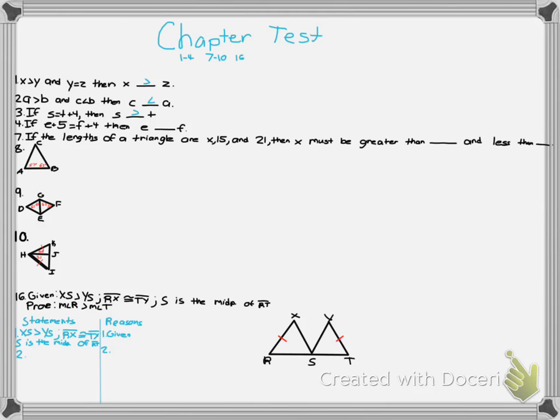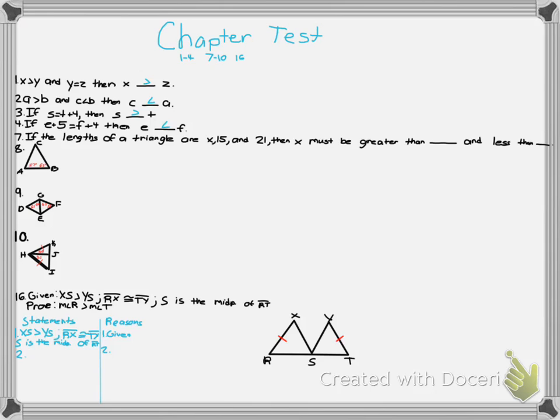Okay, number 4. If e plus 5 equals 4 plus f plus 4, then e is blank of f. Since e has to add 5 to equal f, which adds 4, then we know that f is 1 greater than e. So e is less than f.